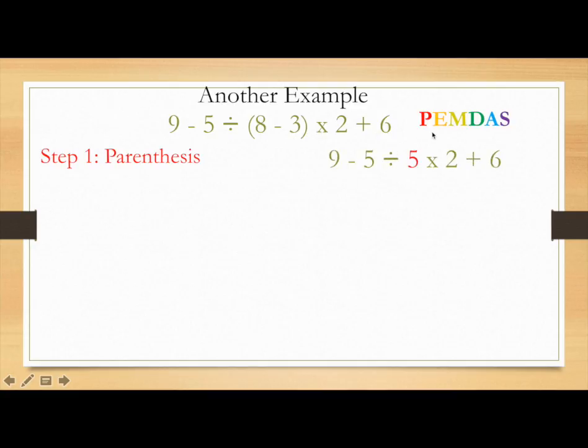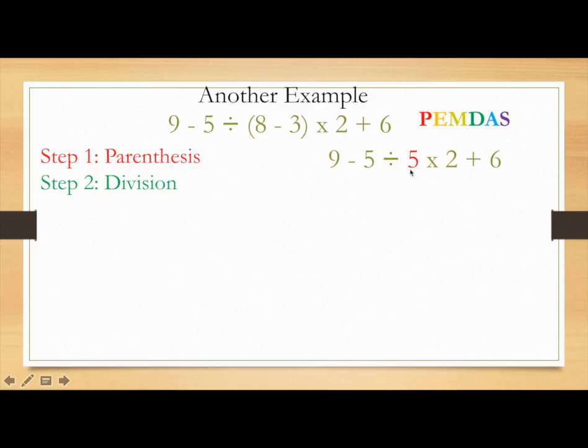There's no exponents, so the next step we do is the multiplication division section. You'll notice division comes first in this equation, so the next step is division. You don't always do multiplication first. If you did in this case, you would run into fractions.